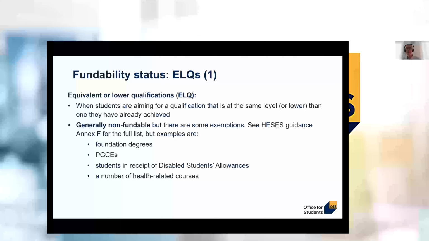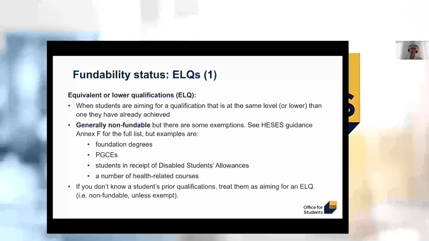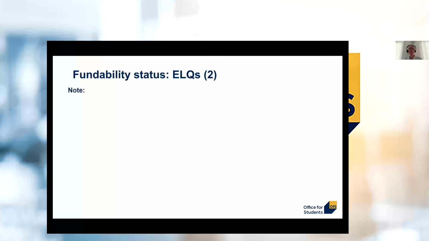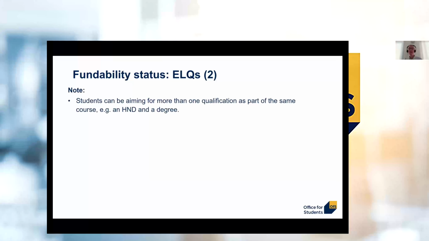Annex F has full lists, but examples here are those on foundation degrees or PGCEs, postgraduate certificates in education, students in receipt of disabled students' allowances, and a number of health-related courses. Generally, if you don't know a student's prior qualifications, you should treat them as aiming for an ELQ. So they will be non-fundable, unless exempt. Some things to note about ELQs. Students can be aiming for more than one qualification as part of the same course, for example, an HND and a degree.